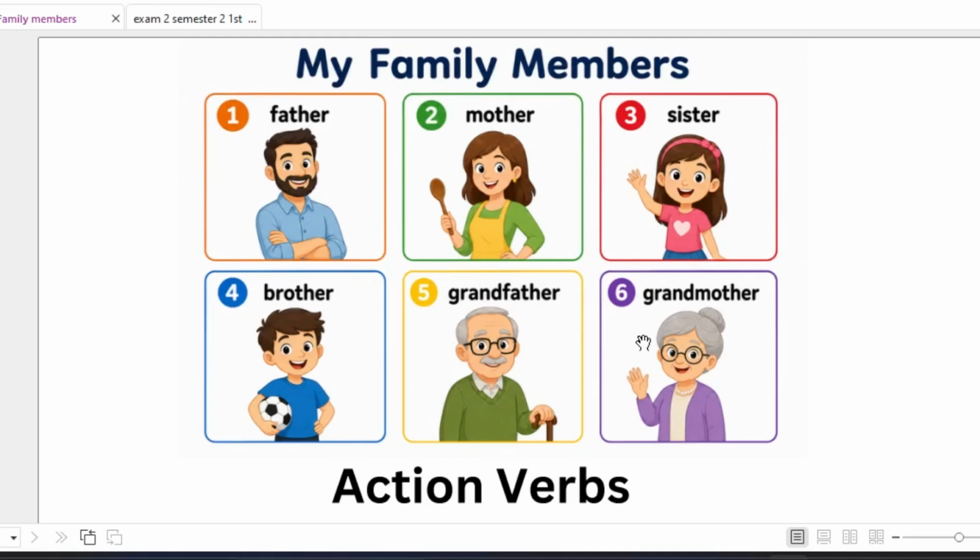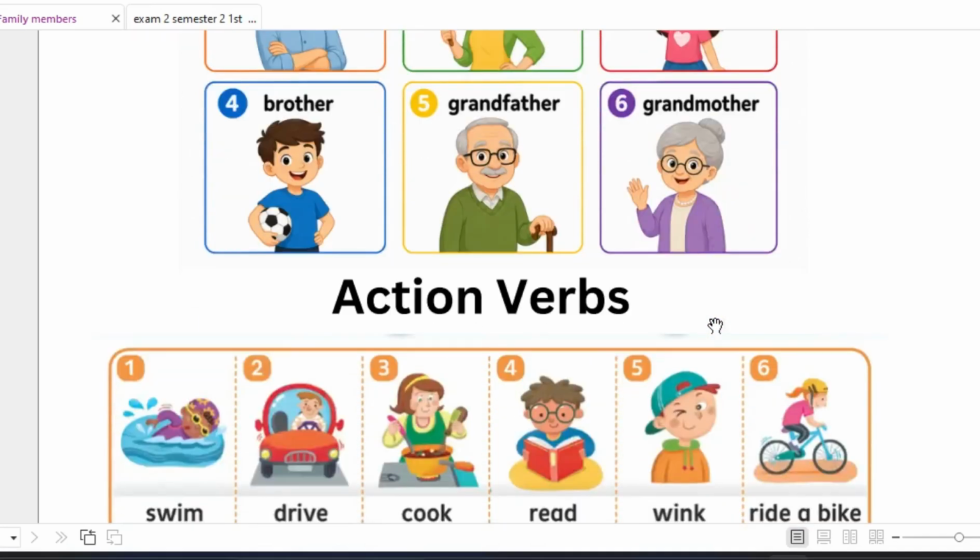Number 1, father. Number 2, mother. Number 3, sister. Number 4, brother. Number 5, grandfather. The last one, grandmother.